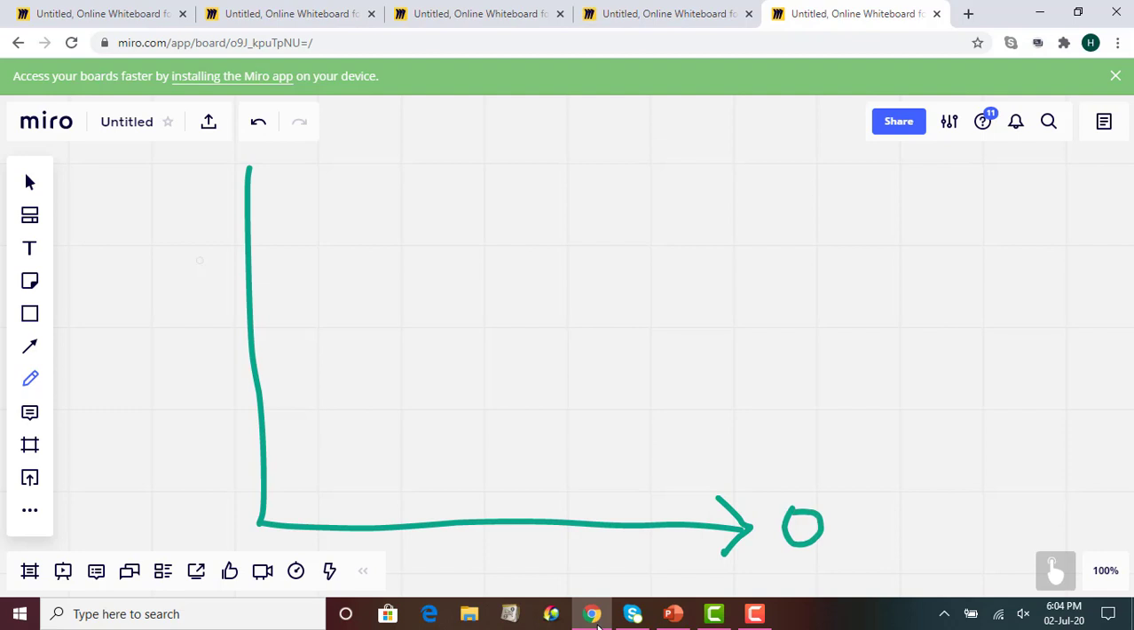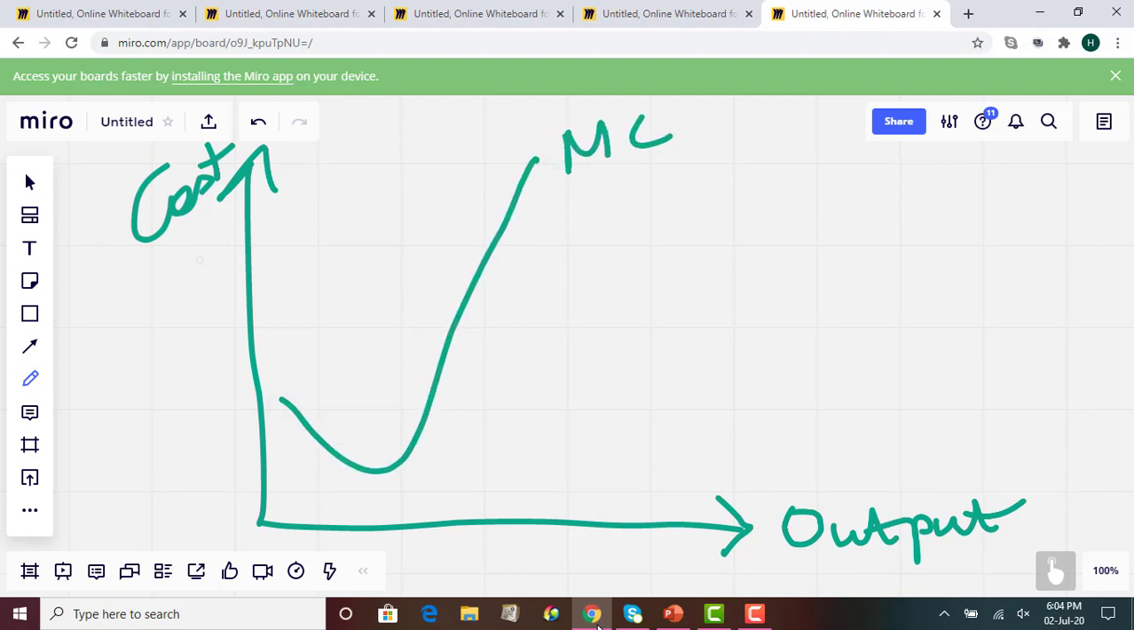So on the x-axis we have output or the total product you're producing, and on the y-axis we have cost, the cost incurred by the businesses. Okay, marginal cost curve usually looks like this. It goes down and then it reaches a minimum point and then it starts going up. So the point where it is going down, this is where marginal cost is decreasing, but marginal product is increasing. But from this point, marginal product is decreasing, and that's why marginal cost is rising. Okay, then we have the average total cost curve.